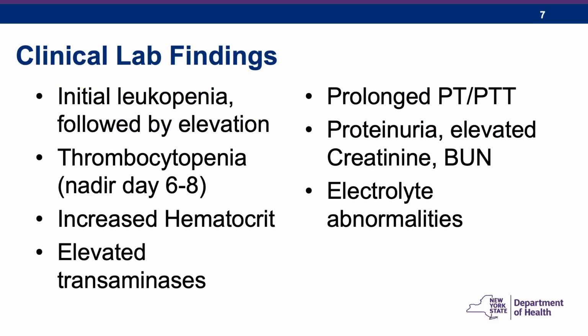Some of the clinical lab findings in a patient with Ebola: you can initially have leukopenia followed by elevation. There can be thrombocytopenia, and typically the nadir for that is day 6 to 8. An increased hematocrit as well as elevated transaminases are also seen. You can also see prolonged PT, PTT, proteinuria, and elevated creatinine and BUN. There are also electrolyte abnormalities that occur as well.